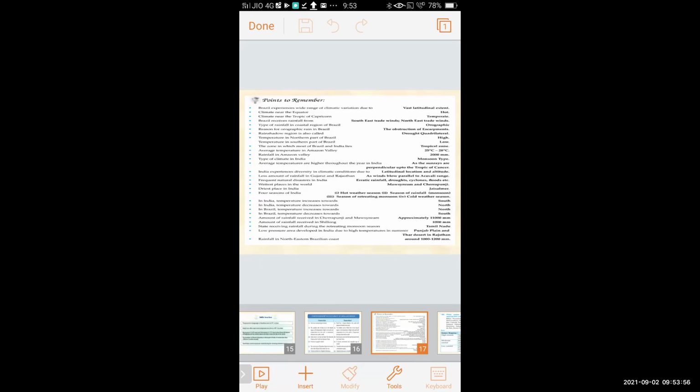Rain shadow region is also called drought quadrangle. Rain shadow region means the region which is having very less rainfall, minimum rainfall. So rain shadow region is called drought quadrangle.